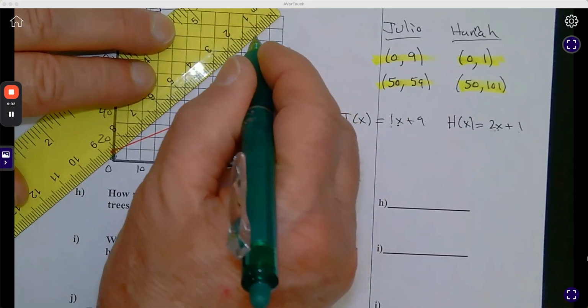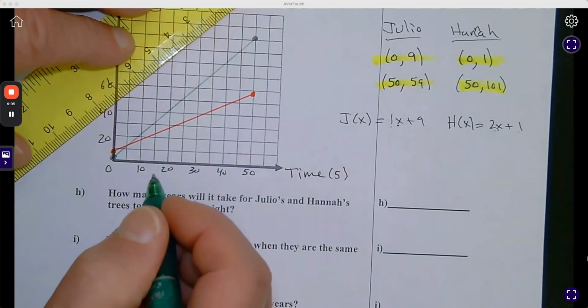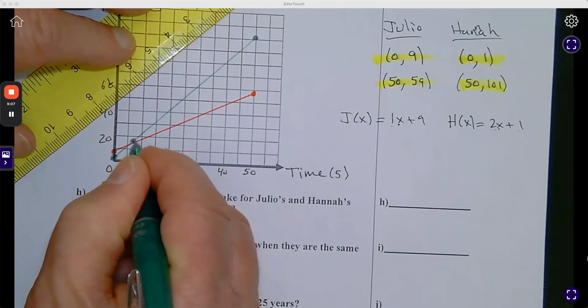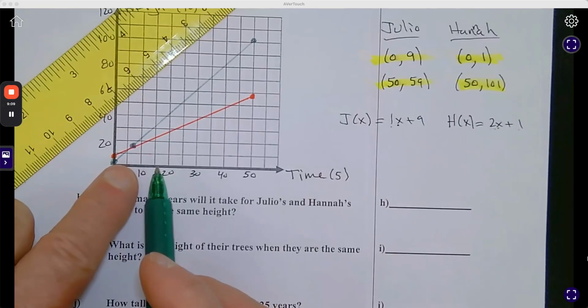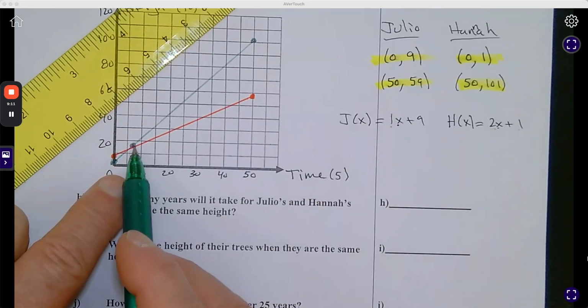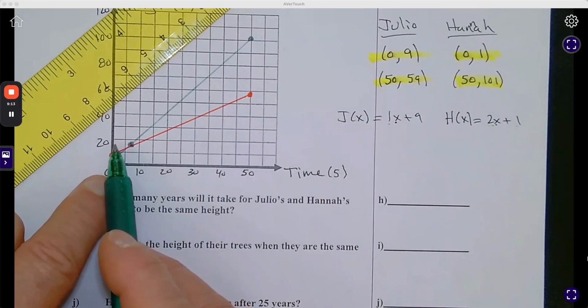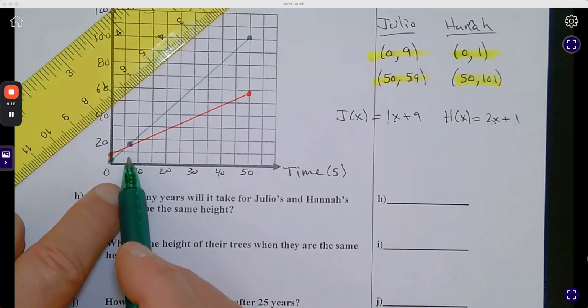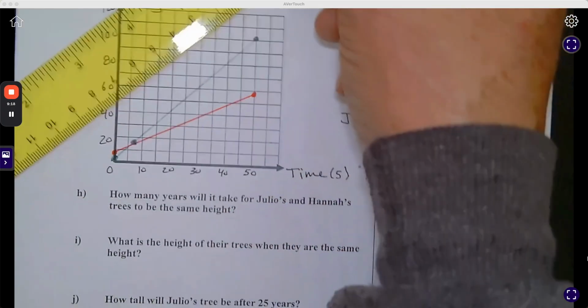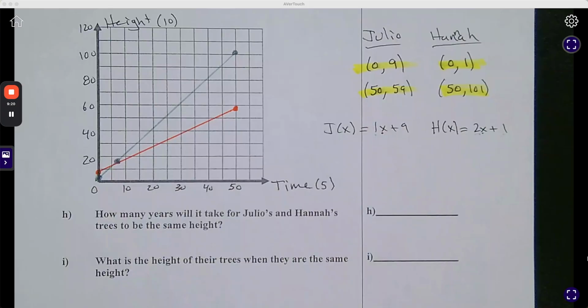Okay, so right about there, and there it is right there, and that's pretty good. I mean, the x value is about 8, and the y value is about 17. So that's pretty dang good. We like that.